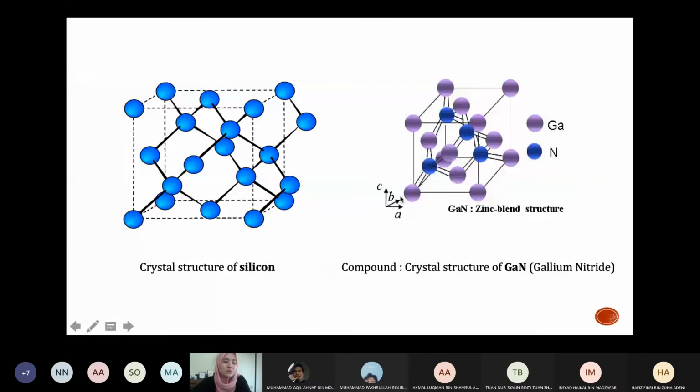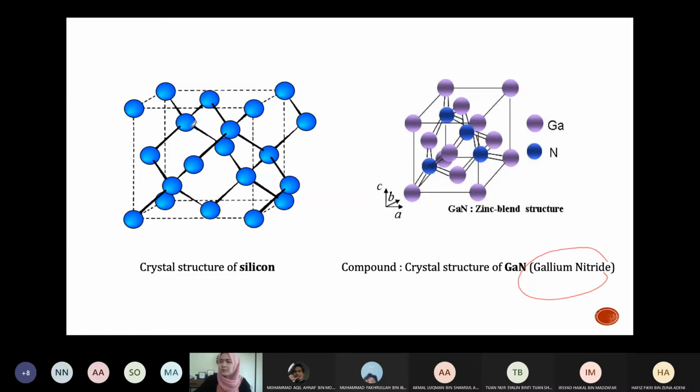Next, this is an example of a crystal structure. Over here, you can see the crystal structure differences between a single crystal and a compound crystal structure. This is the crystal structure of a silicon. This one is the crystal structure of gallium nitrate. Gallium nitrate is a combination of gallium, the purple one, and nitrate, the blue one. This figure is what we call a crystal structure.